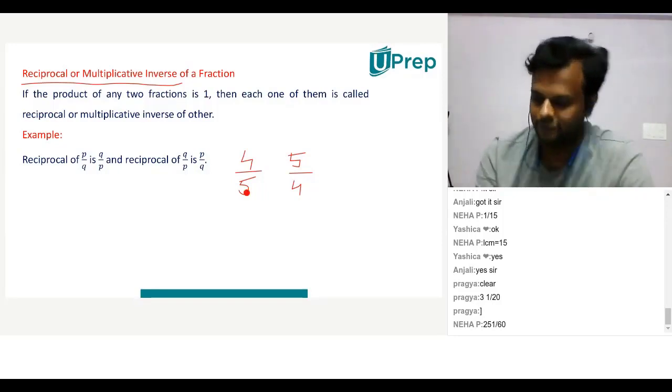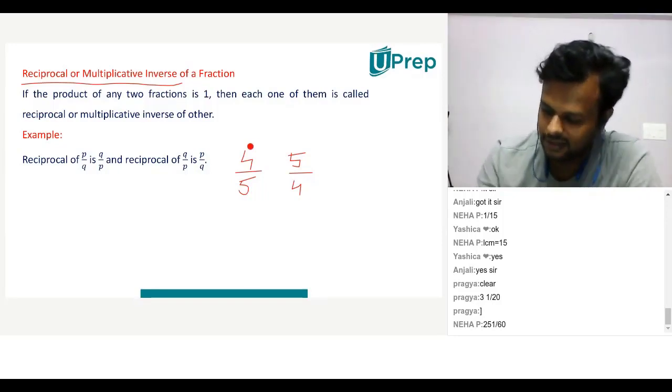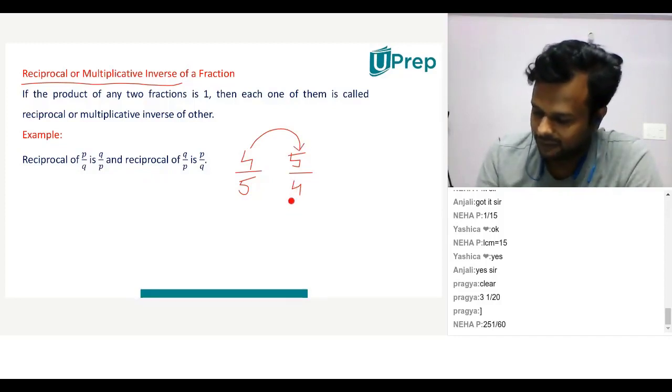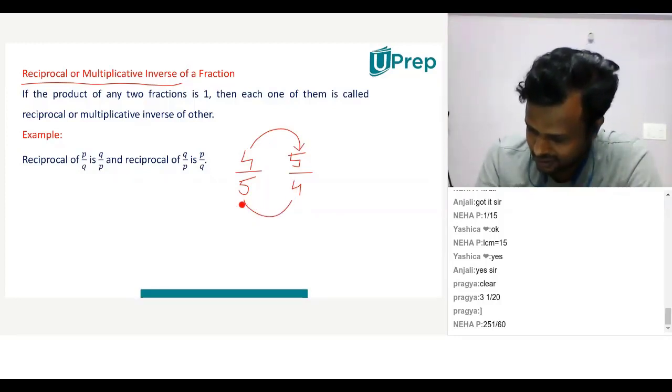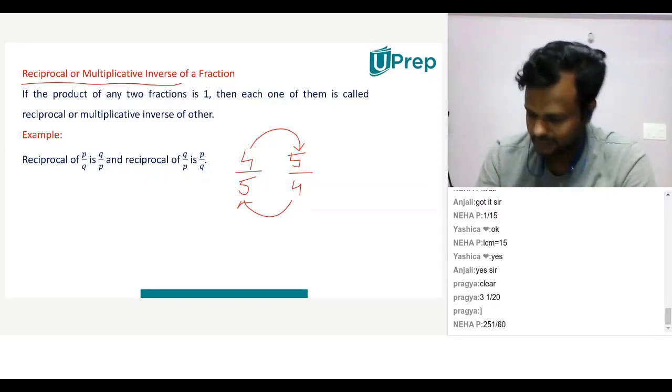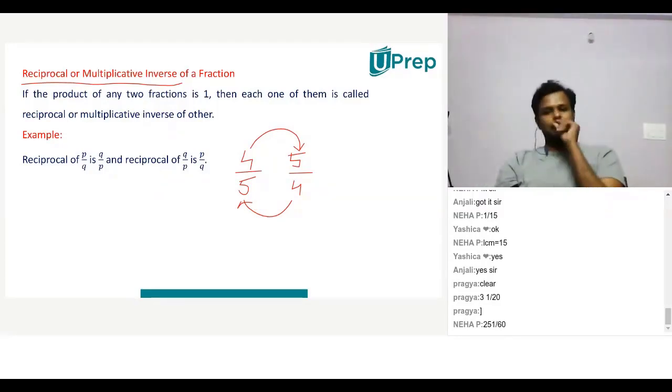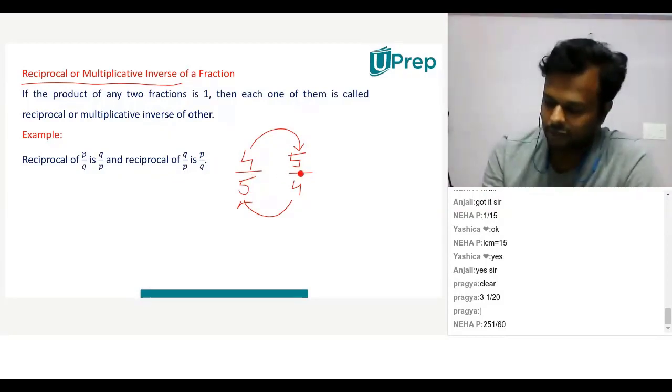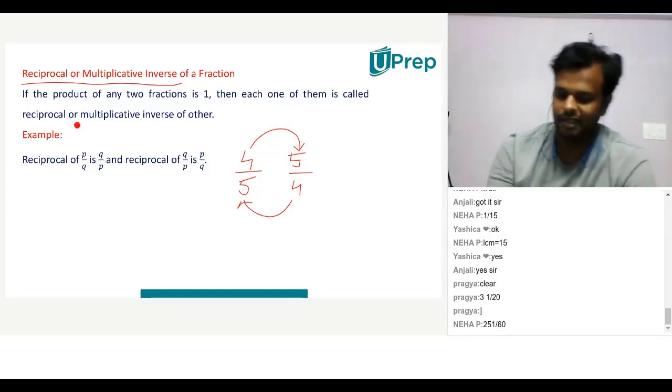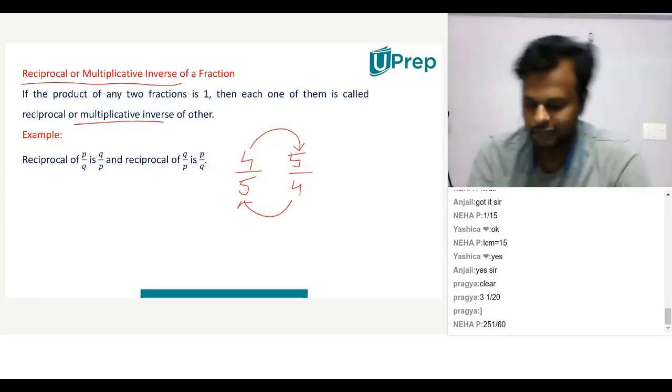So for 4 by 5, its inverse is 5 by 4. And for 5 by 4, its inverse is... Sir, I just got disconnected. Please, can you repeat? I just said the reverse of 4 by 5 is 5 by 4, and the reverse of 5 by 4 is 4 by 5. That is nothing but the multiplicative inverse.